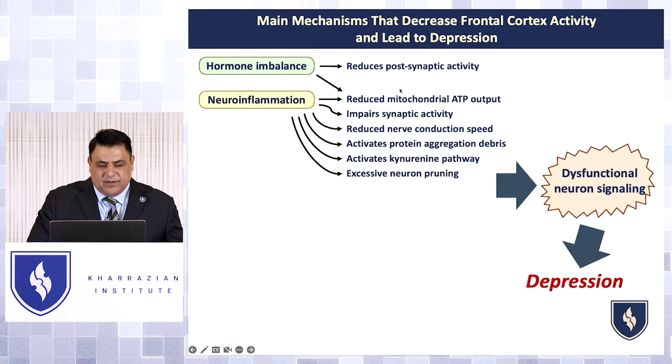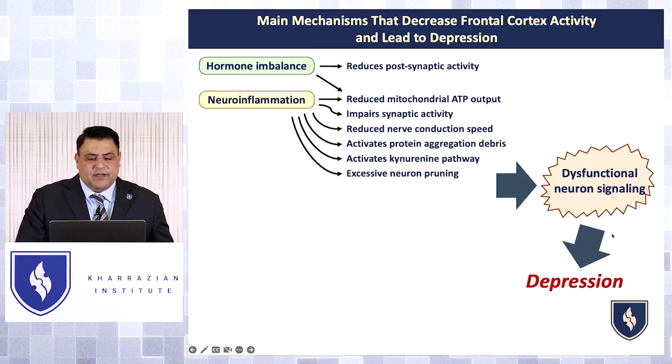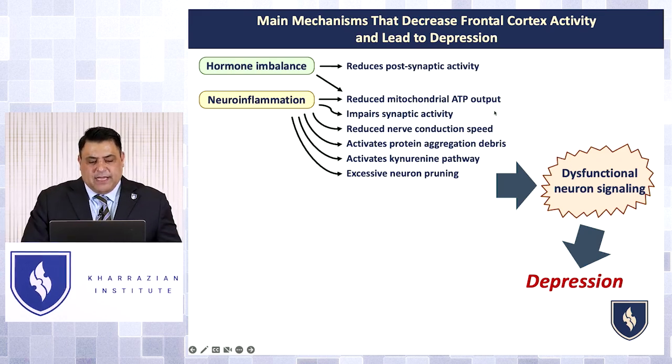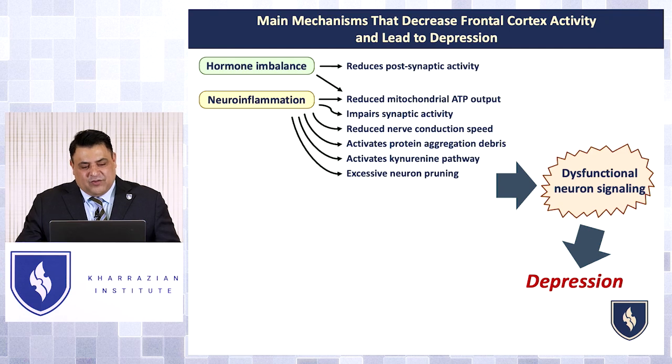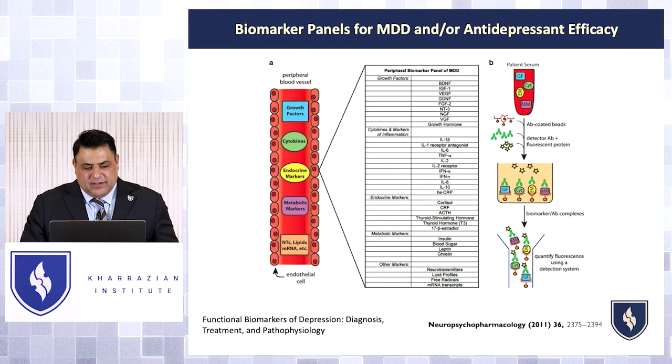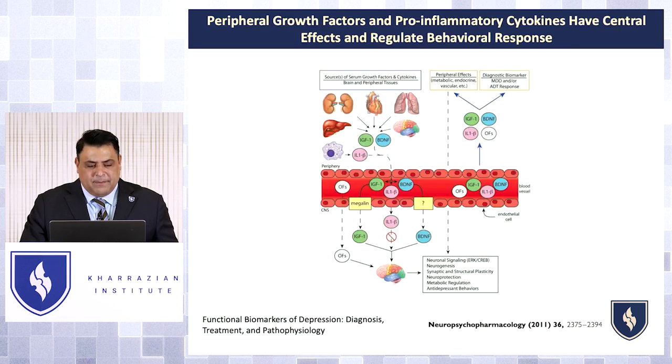Neuroinflammation is also a major mechanism of causing depression, and it reduces mitochondrial ATP output, impairs synaptic activity, slows down nerve conduction speeds, causes more protein aggregates, turns on the kynurenine pathway, causes excessive neuron pruning, and also promotes and triggers all the hallmarks of aging. So you can have inflammatory responses leading to major depressive disorders that lead to suicide. And there are some papers and researchers that think when people have severe inflammation in their brain, that's really when the suicidal tendencies take place. So there's this inflammatory component to it.